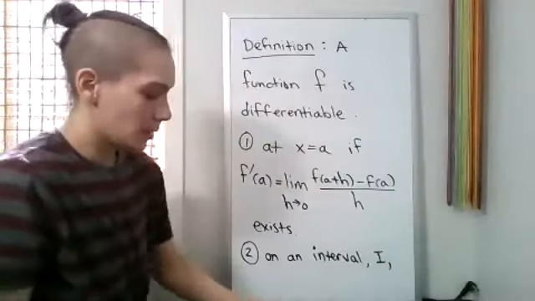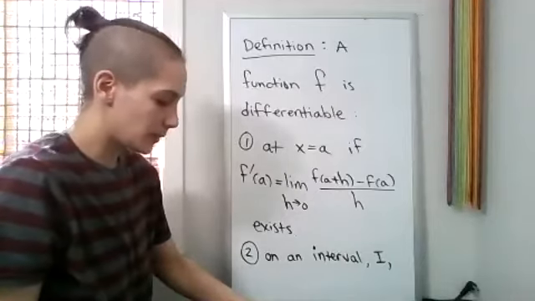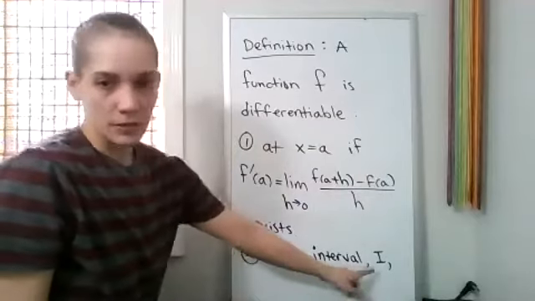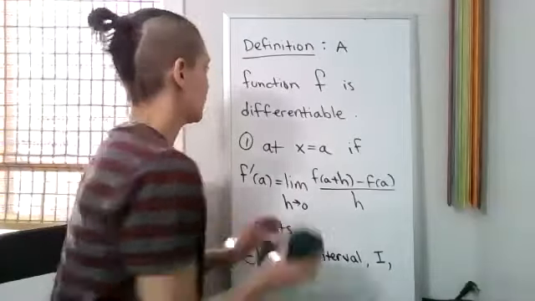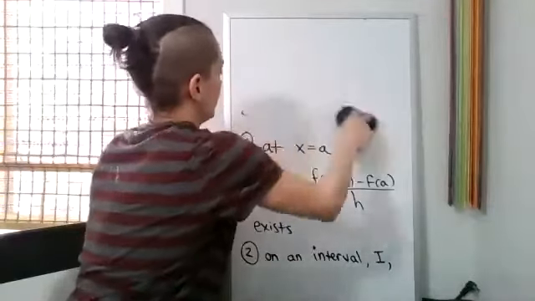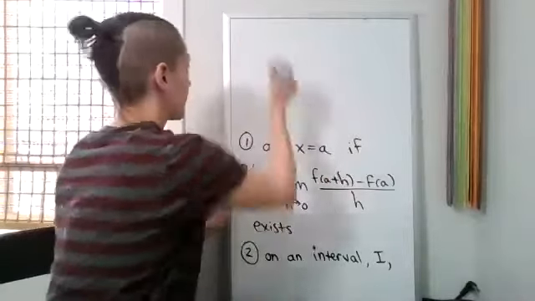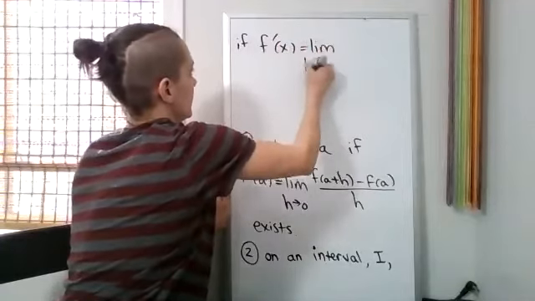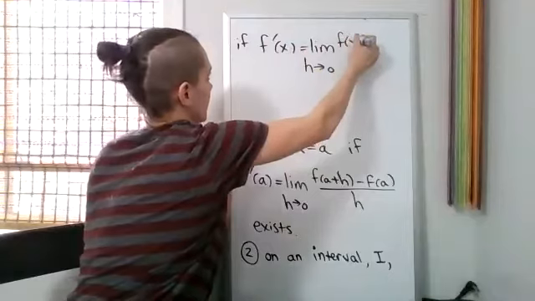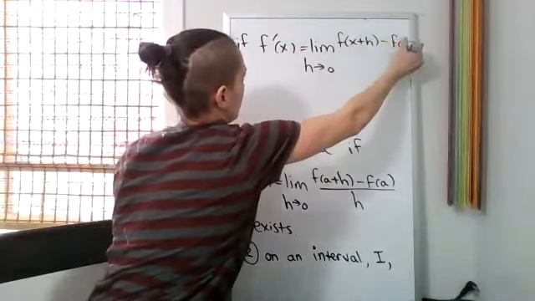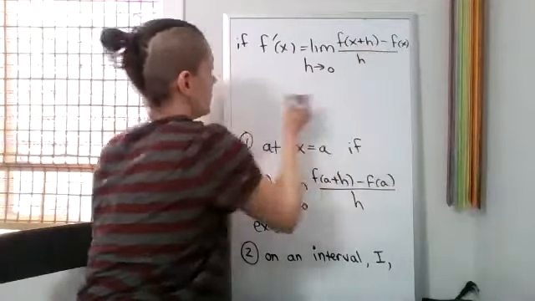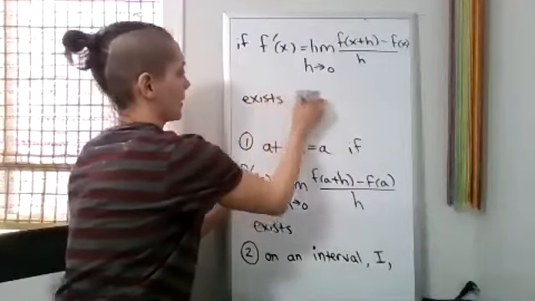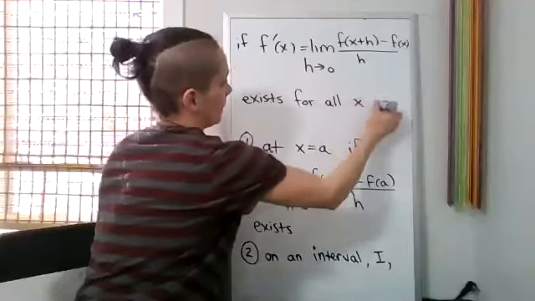If, I'll read it first and write it down. If f prime of x, which is the limit, we'll write it down. If that exists for all x in the interval I. So on an interval, if f prime of x, the limit as h goes to 0 of f of x plus h minus f of x over h exists for all x in I.